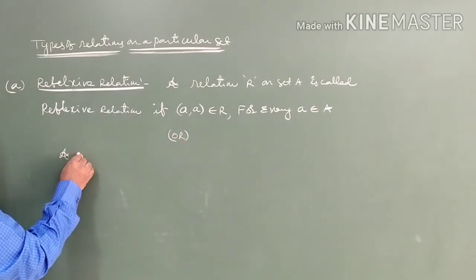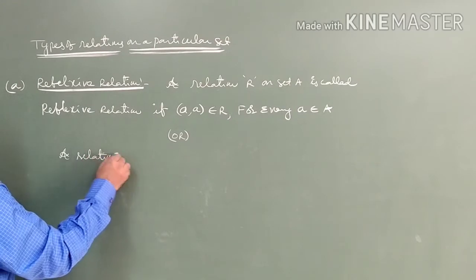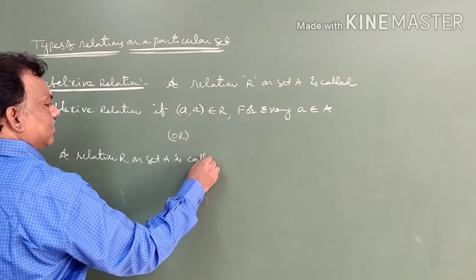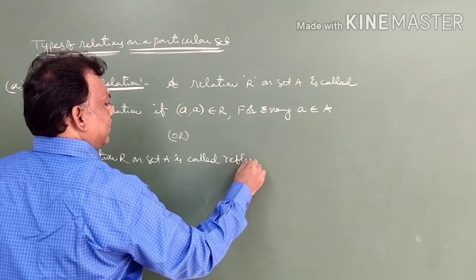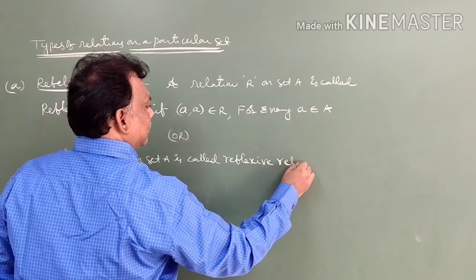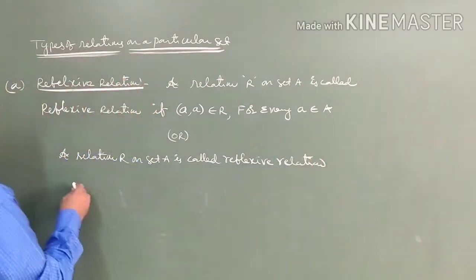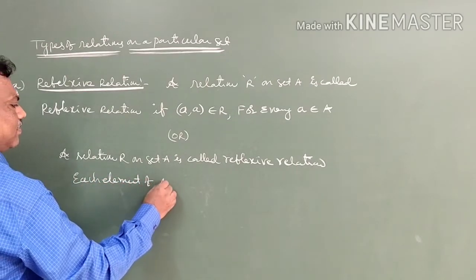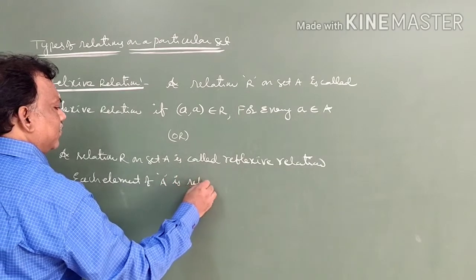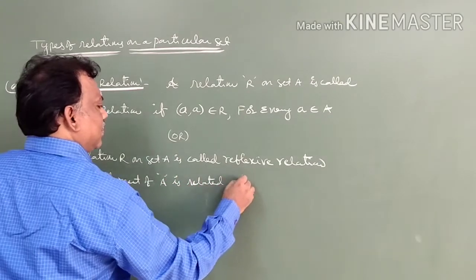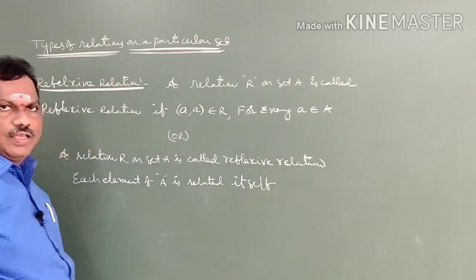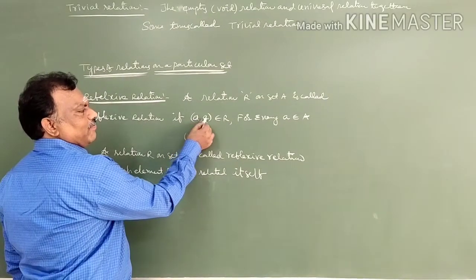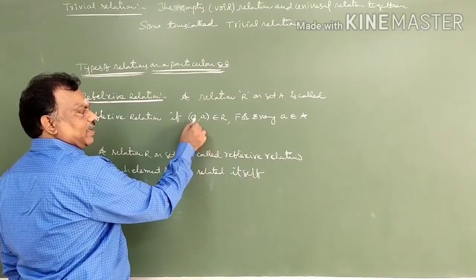A relation R on set A is called a reflexive relation if each element of A is related to itself. Each element of A is related to itself. For example, (1, 1), (2, 2), (3, 3), (4, 4).